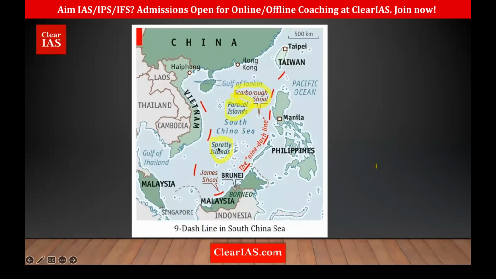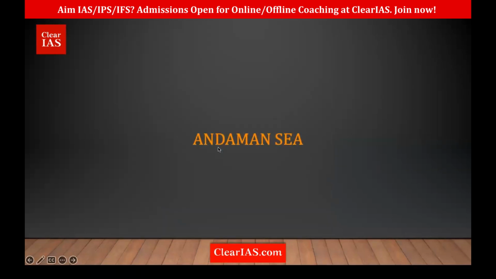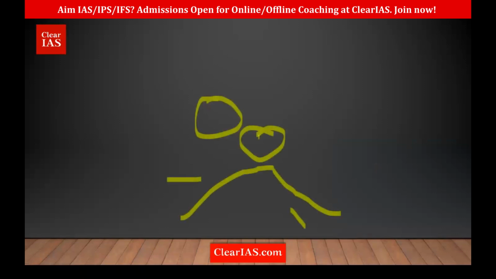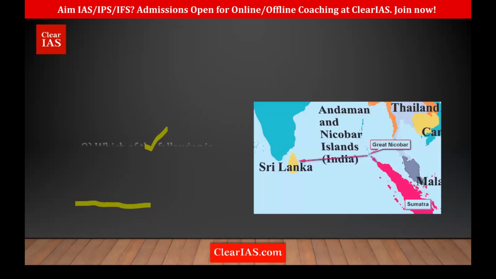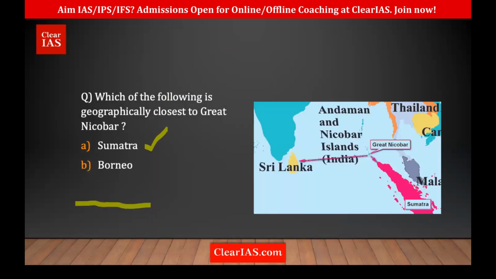Then we have the Andaman Sea between Andaman and Nicobar and the other side, that is Thailand. On the India side, we have the Bay of Bengal. And we know that Nicobar is closest to Sumatra.